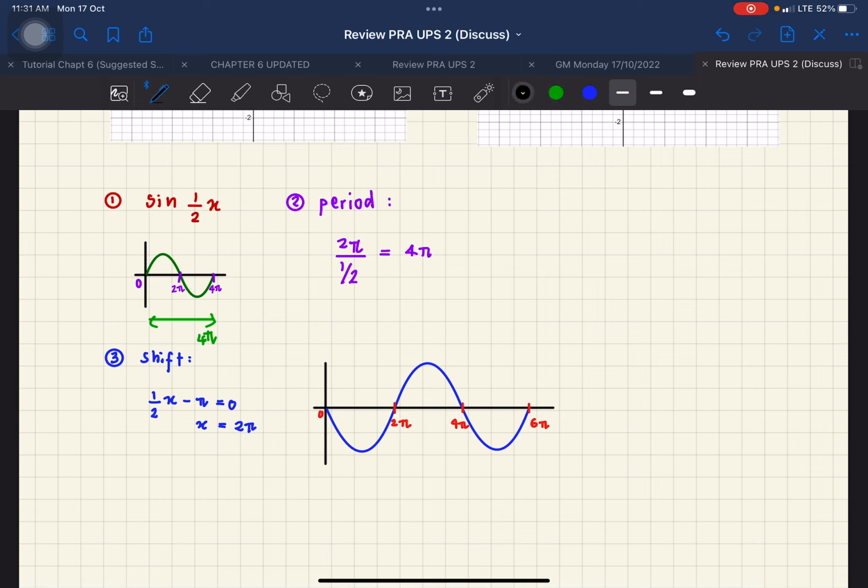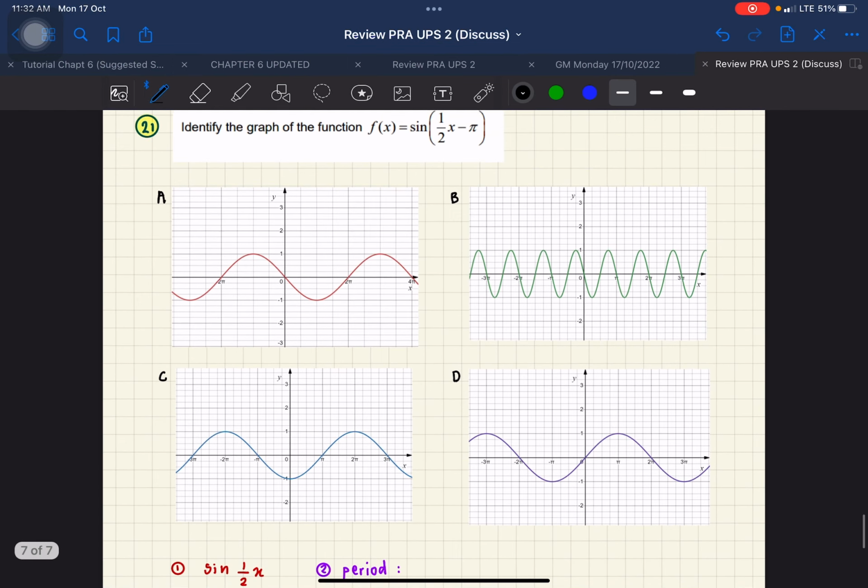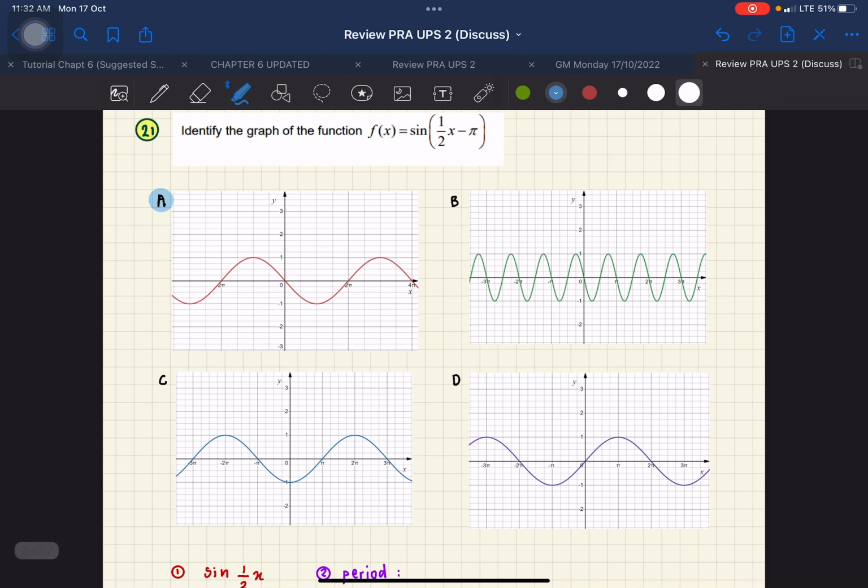Okay, so half cycle adalah 2 pi. So, saya tahulah yang ini ni adalah half cycle. So, half cycle saya adalah 4, 2 pi. So, that's why lah daripada sini dapat kosong. Okay, so mana graf yang menyerupai this one is... The only graph is A. So, A lah jawapan kita.